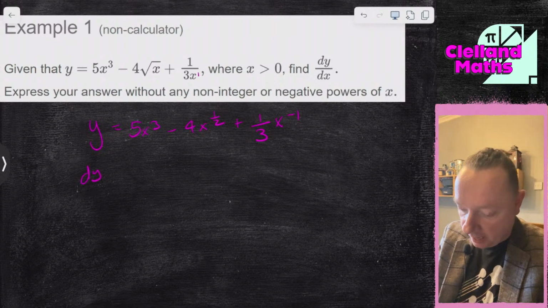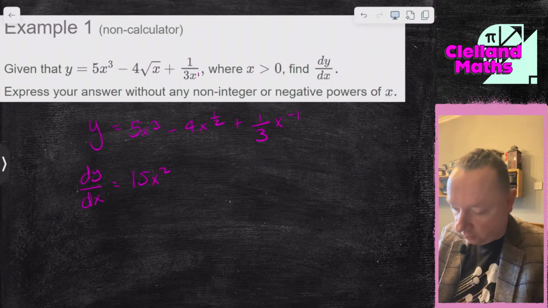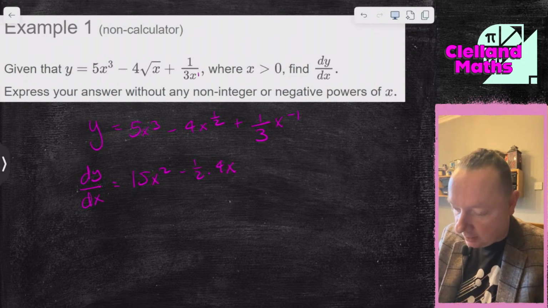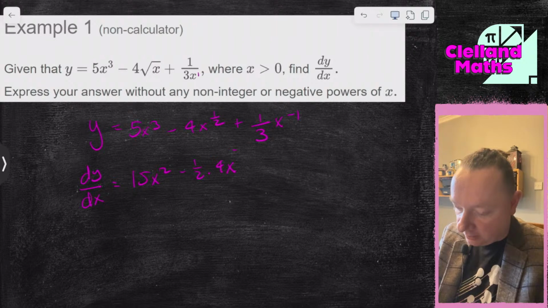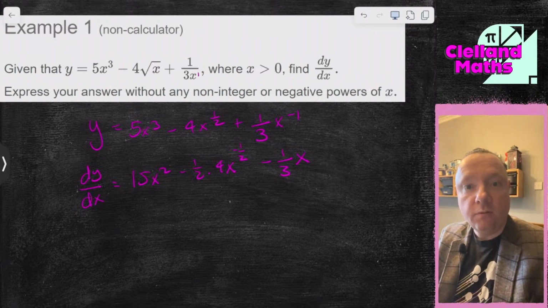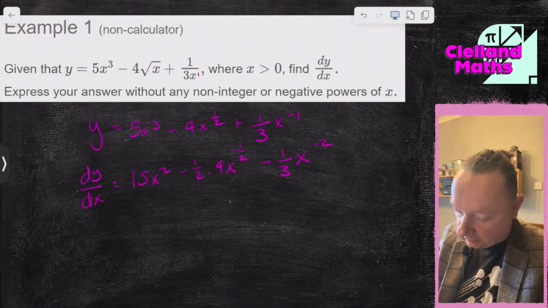So dy by dx is going to be 3 5s is 15, x squared. Take the half down to the front, so minus a half times 4x. And then take 1 away from the power. So a half minus 1 is minus a half. And then minus 1 times a third is minus a third x. And then take away 1 from minus 1 to give me minus 2. And now I need to get it tidied up.